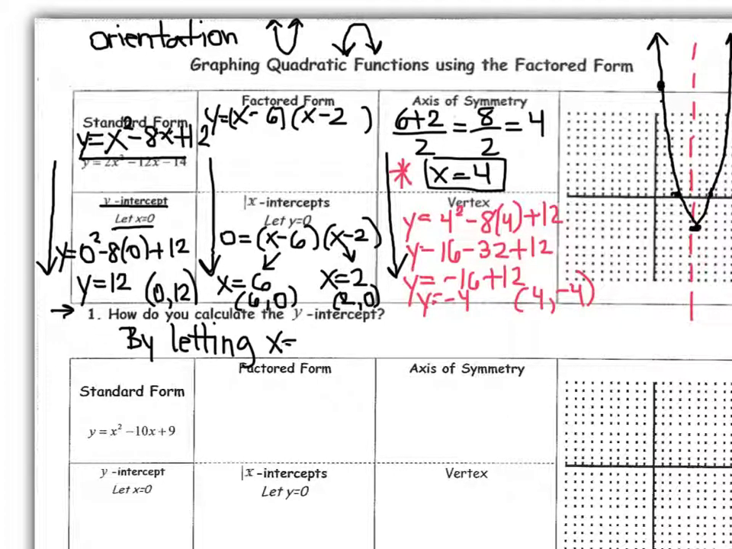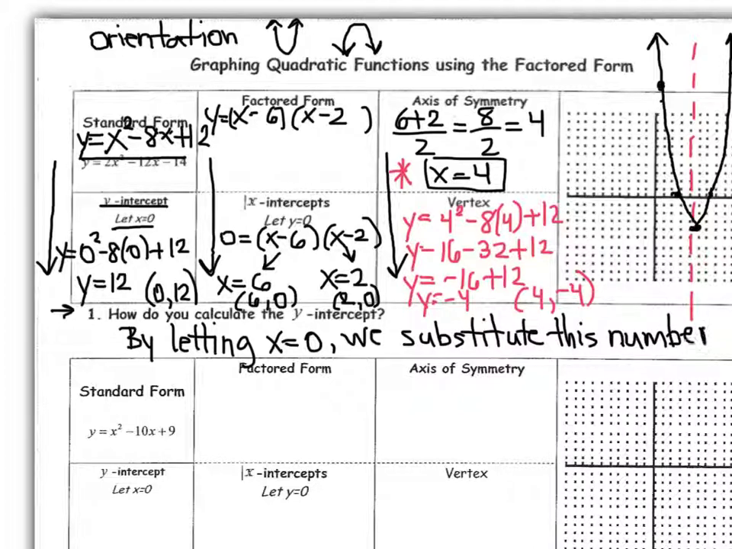x equals 0, we substitute into the original equation. Because you really understand something if you can verbalize it. So by letting x equal 0, we substitute this number into the original equation to find the y-intercept.